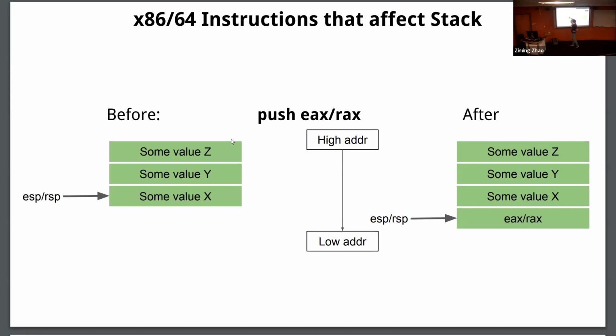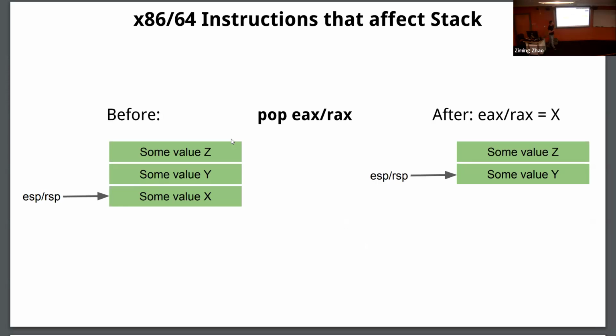This is what the memory looks like. On the top is a higher address, lower is a lower address. We have a value Z here, Y here, X here. ESP, or 64-bit RSP, points to this X value. So this is the top of the stack right now. Now we run the instruction push EAX. What happens is ESP first moves from here to here. Then the value of EAX is moved to this memory location. This is the register, this is the memory location. So this is what we get after we execute this instruction.